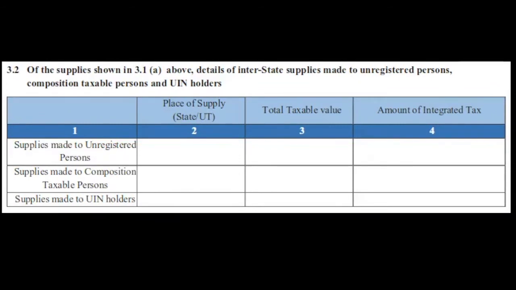Understanding columns, place of supply. Here, details of place of supply, that is the name of the state or union territory where the supplies are made, is to be mentioned. Total taxable value. Value of taxable services or goods sold or supplied calculated as mentioned under 3.1 above for the above category needs to be provided. Amount of integrated tax. Value of integrated tax, that is IGST, needs to be provided.